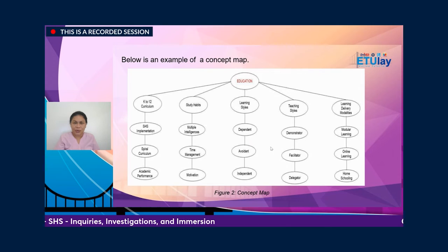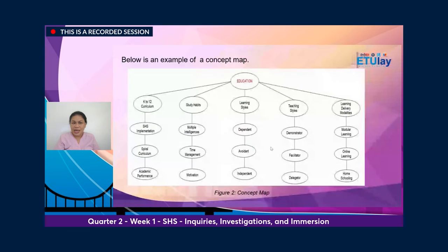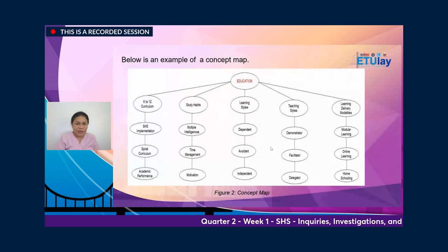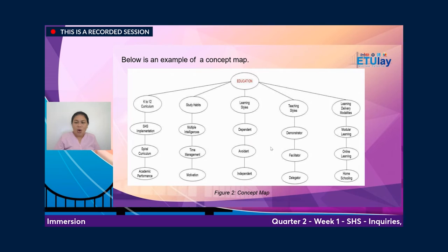We can simplify these topics into K-12 curriculum, study habits, learning styles, teaching styles, and the learning delivery modalities. K-12 curriculum can be further simplified into SHS implementation, spiral curriculum, and the academic performance. For the study habits, we have the multiple intelligences, time management, and motivation. For learning styles, we have the dependent, avoidant, and independent. For the teaching styles, the demonstrator, facilitator, and the delegator. Okay, for the learning delivery modalities, we can simplify it into modular learning, online learning, and homeschooling.